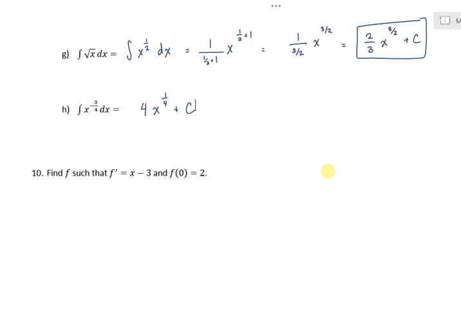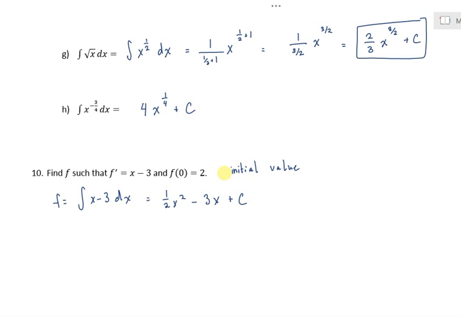Okay, number 10. Find f such that f prime is x minus 3 and f of 0 equals 2. This is an initial value problem. Okay, so if the derivative of f is x minus 3, then f is the antiderivative. So f is an antiderivative of x minus 3. So the x becomes 1/2 x squared. The 3 becomes a 3x, and then we have a plus c.